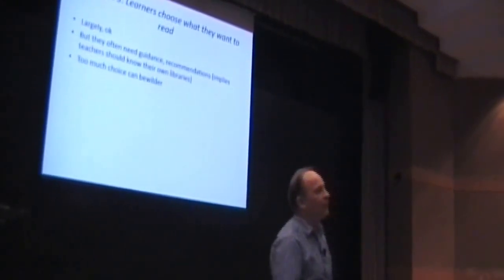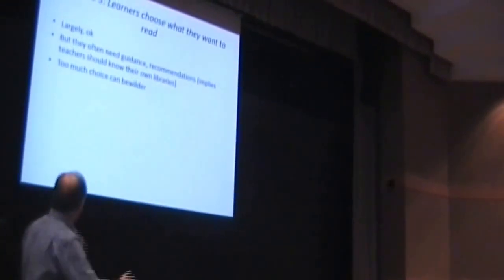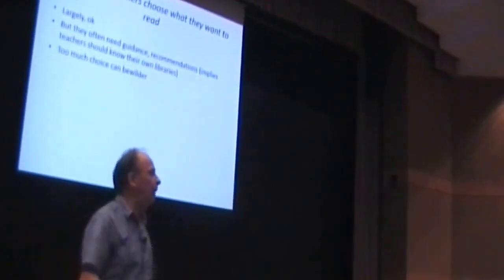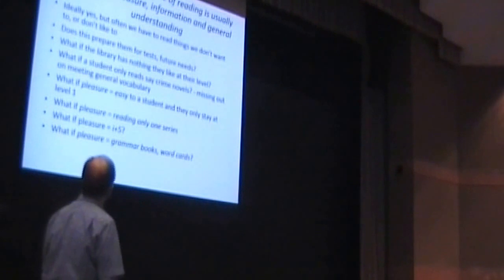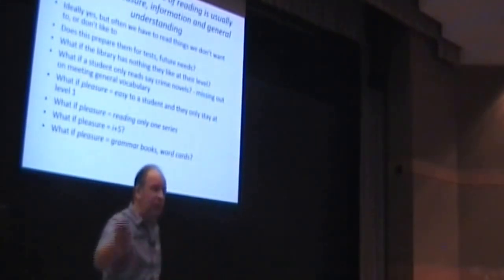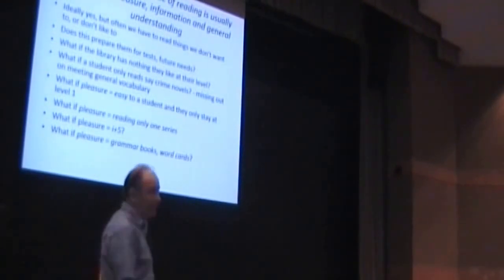And that might help our students make choices better than choosing almost randomly from a huge library. So they do need some guidance. Principle 5: the purpose of reading is usually related to pleasure. Ideally, of course, that makes sense. But we often have to read things we don't want to or don't like to read.